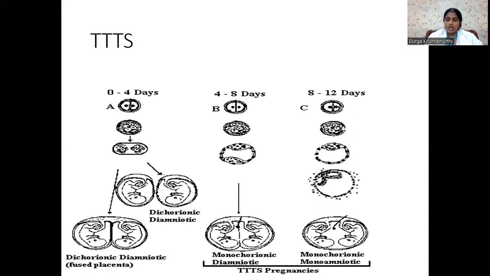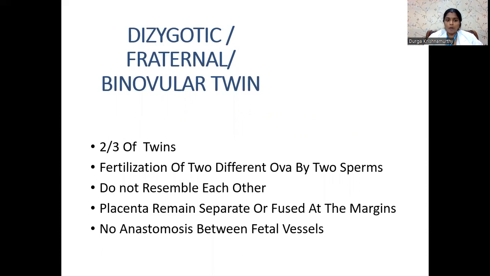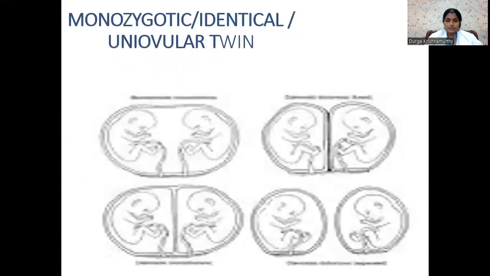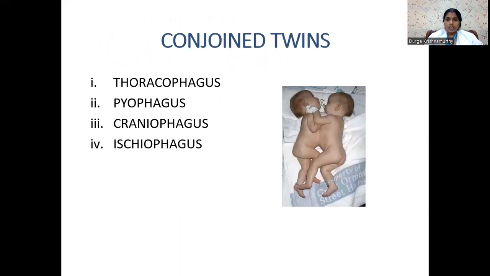Now what happens if the cleavage takes place after the 12th day? There is no cleavage of chorion and no cleavage of amnion. Then it leads to the formation of what are called conjoined twins, as you see here. The two babies are fused here at the level of the thorax. It's called thoracopagus. And pygopagus, craniopagus, ischiopagus, depending upon the level of fusion and the level of division, we name the twins like that.